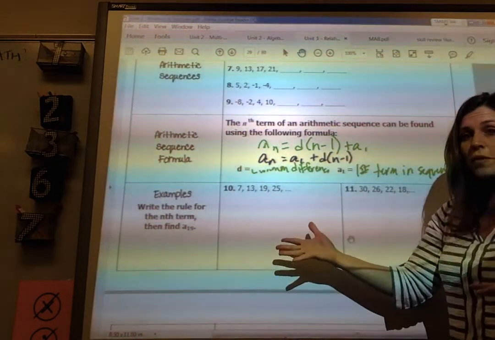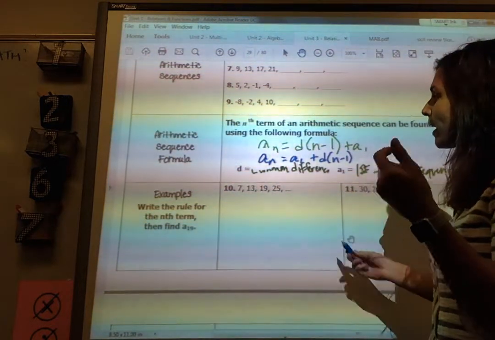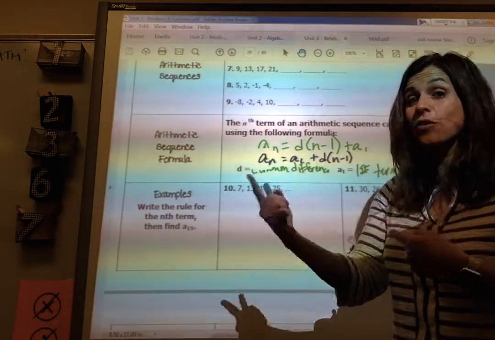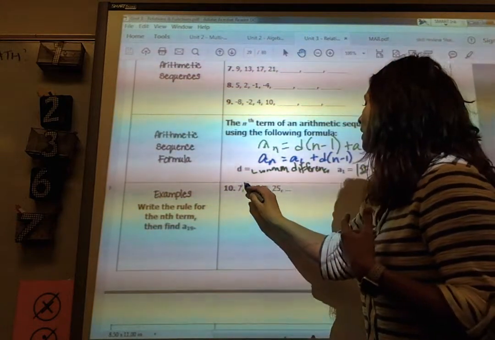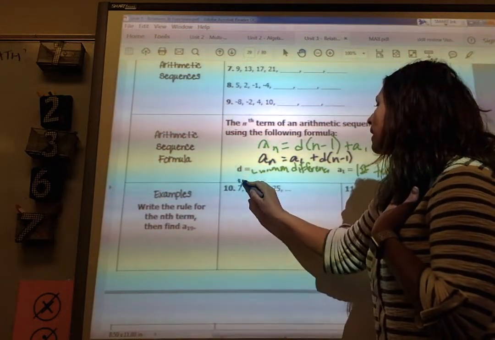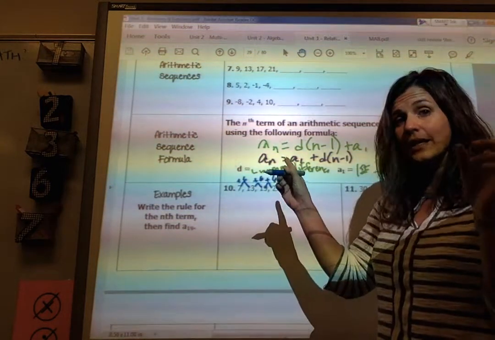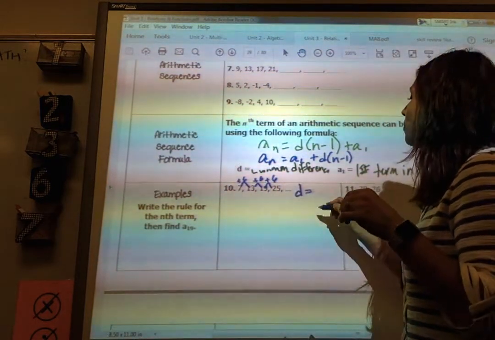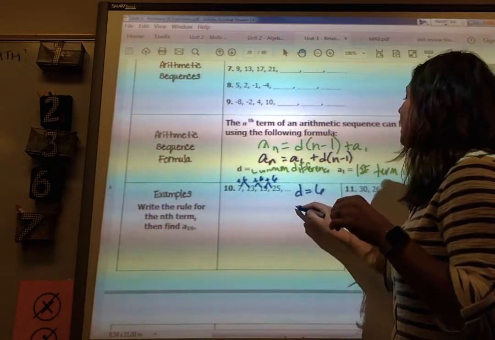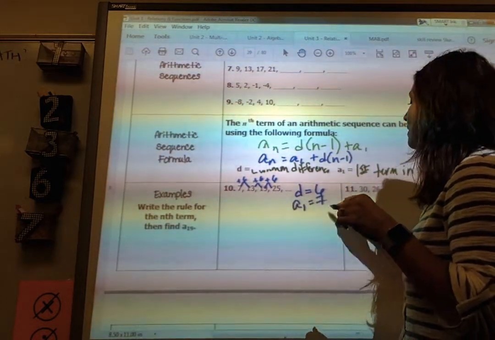So we have to do a couple of things, like on number 10. First, we have to identify, one, is it an arithmetic sequence? So I say, okay, going from 7 to 13, I'm adding 6, adding 6, adding 6. Yes, it's an arithmetic sequence. My common difference is 6, and my first term in the sequence is 7.